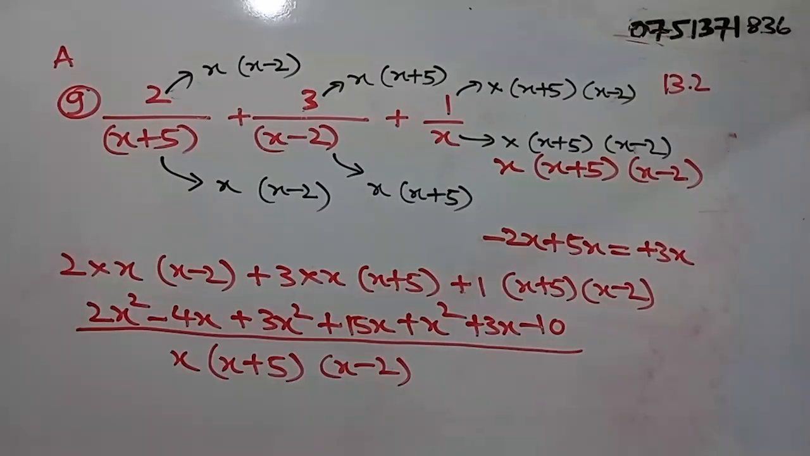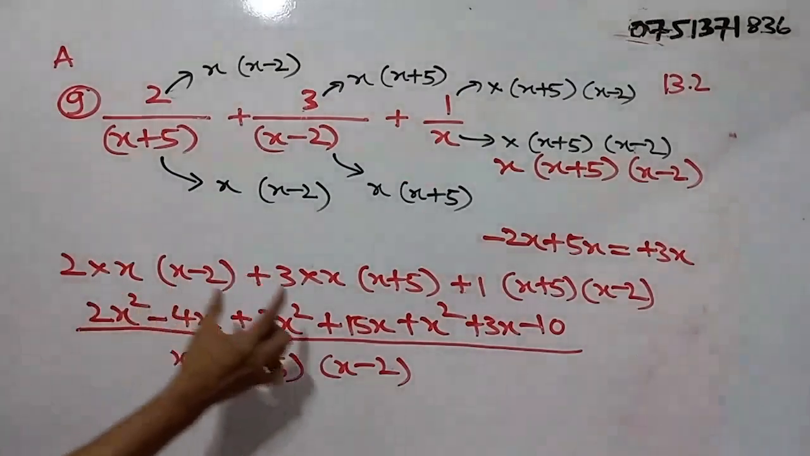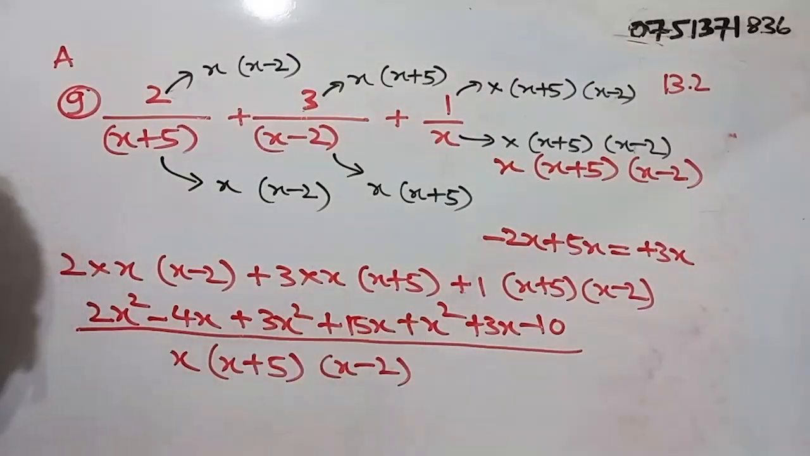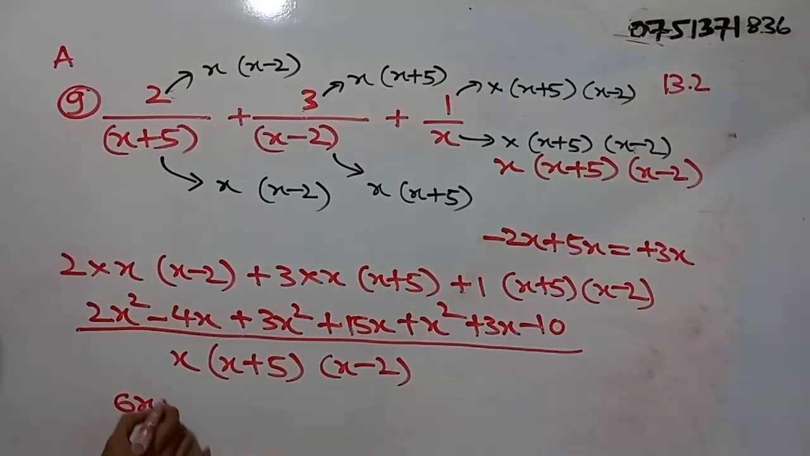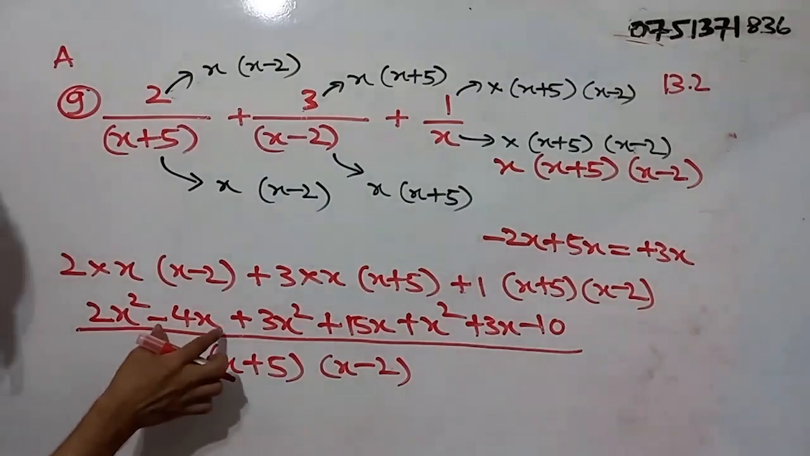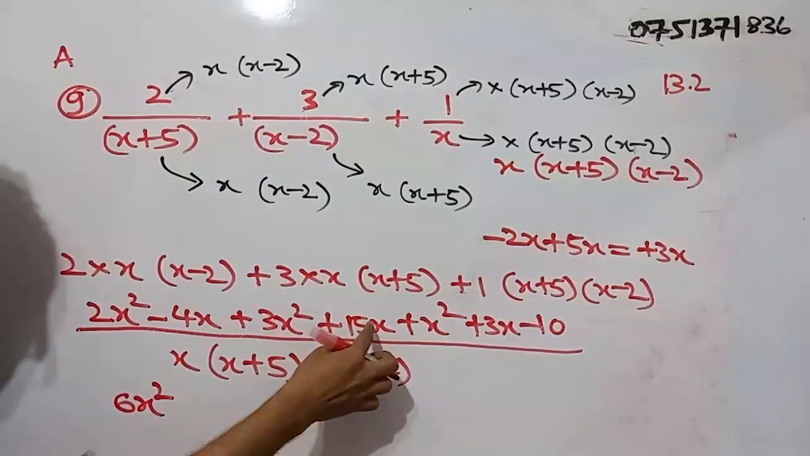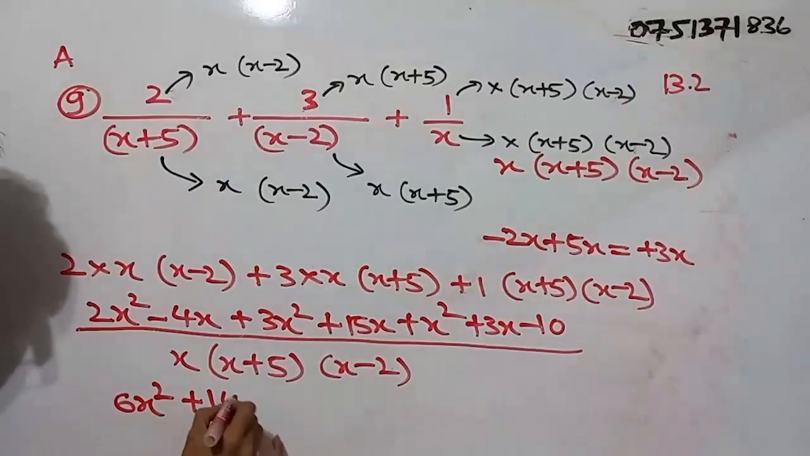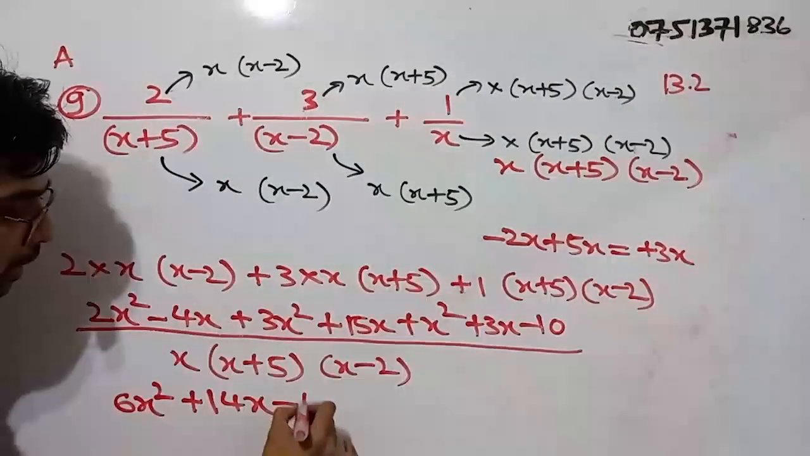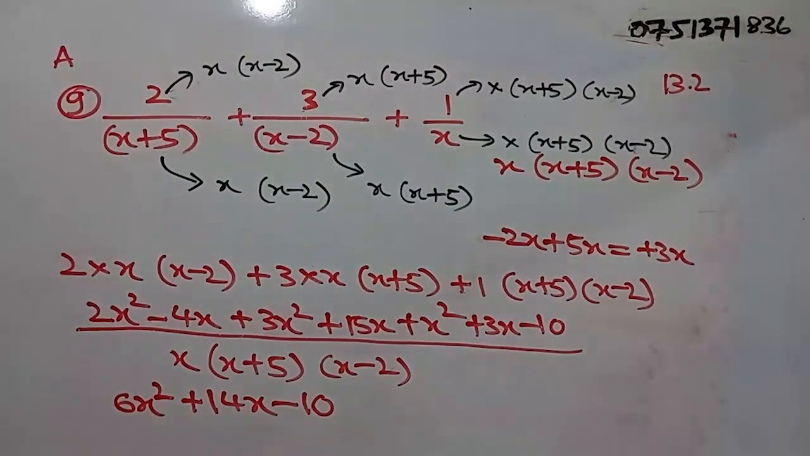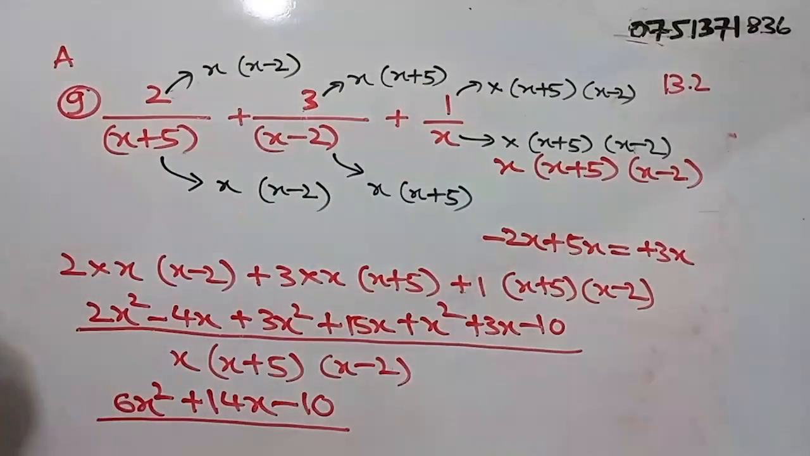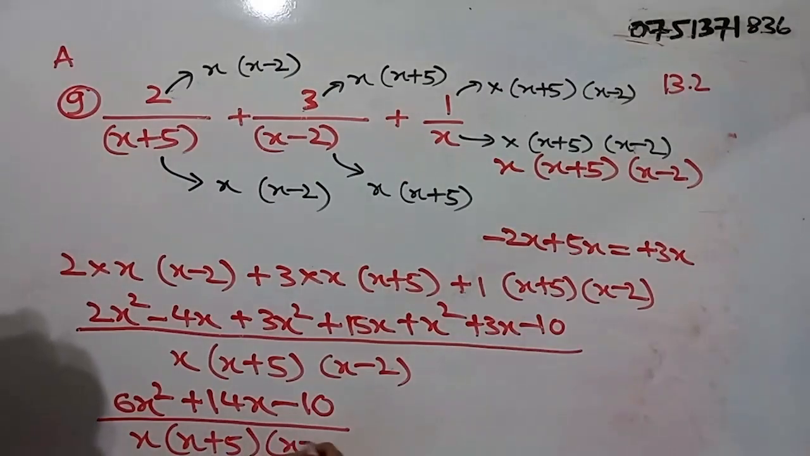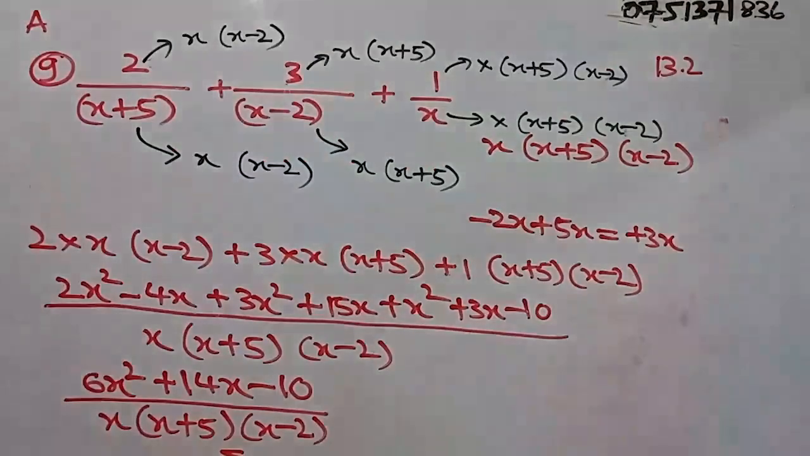Right, so now we will simplify. 2x squared plus 3x squared. What's the outcome? 5x squared. 5x squared plus x squared. What's the outcome? 6x squared. Minus 4x plus 15x. What's the outcome? 11x. 11x plus 3x. What's the outcome? 14x. Minus 10. Right? Then again, this entire expression needs to be divided by what? X into x plus 5 into x minus 2. So finally, this will be the answer.